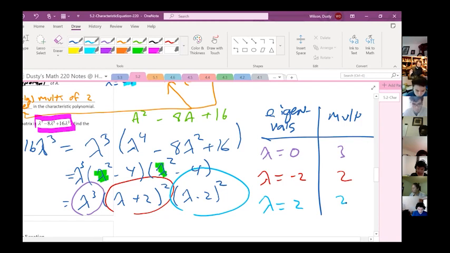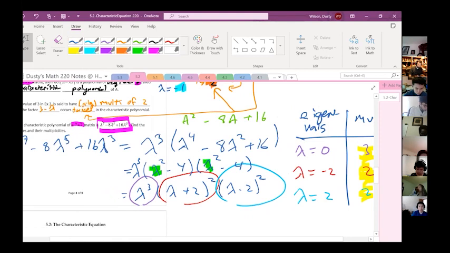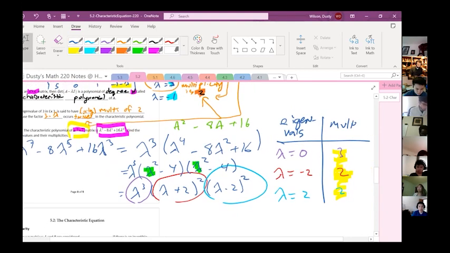And you'll notice that even though there are only 3 distinct eigenvalues, if you add up the multiplicities, 3 and 2 and 2, that adds up to 7, which matches the 7 by 7 matrix we talked about before.